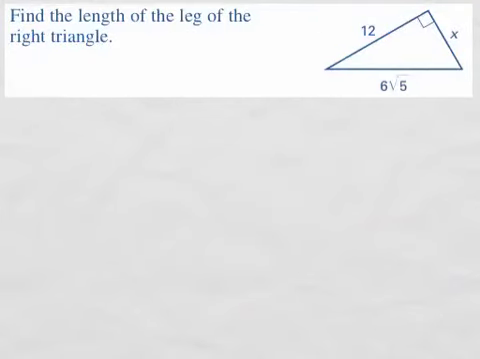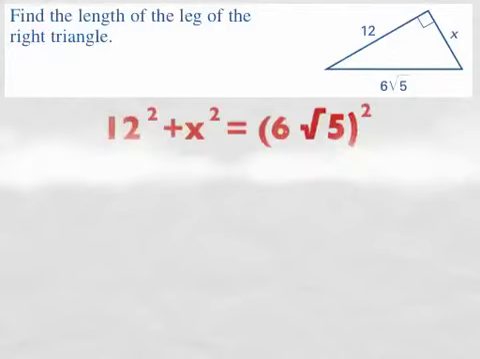This next example says find the length of the leg of the right triangle. Notice in this example, my hypotenuse is 6 square roots of 5. My longer leg is 12, and then x would be the shorter leg, or the other leg of the triangle. Plug these numbers into the Pythagorean theorem. You get 12 squared plus x squared equals 6 square roots of 5, in parentheses, squared.